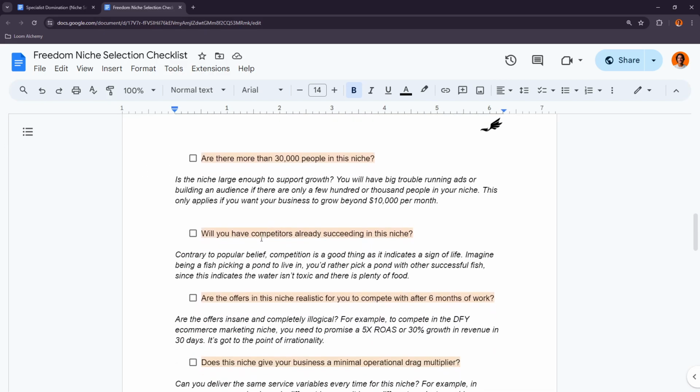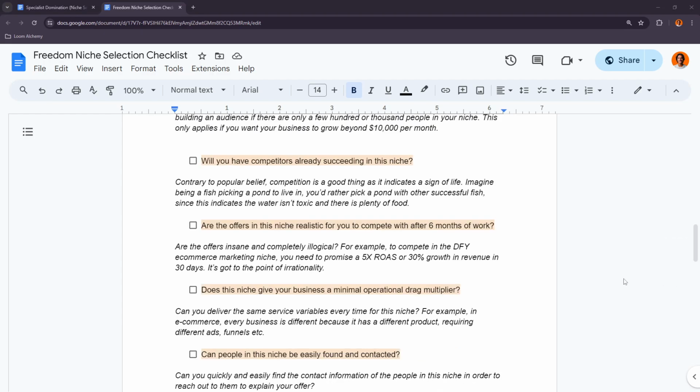Then the next one is, will you have competitors already succeeding in this niche? Now most of the people want a niche where there are very few competitors and when the niche is fresh and new. But this is not the right way. Think of yourself as a fish. Which pond would you want to get into? A pond where there are already healthy fishes, or a pond where you don't have a good idea if the water is toxic or not, if there is enough food or not, if the water is muddy and things like that, right? You need to get into a place where people are already growing, so that you can also get a piece of the pie.